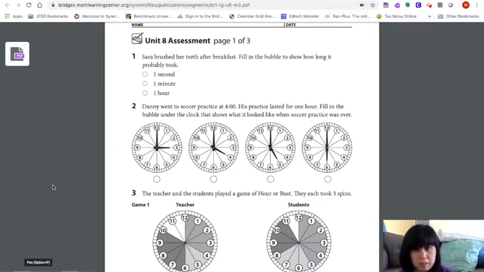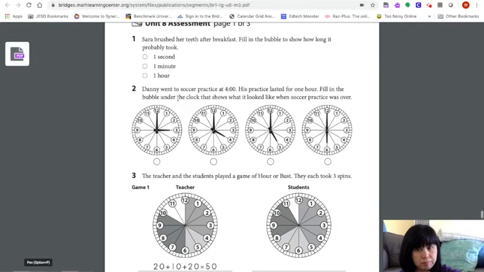Okay, so if I'm going too fast, what can you do? Yep, you can pause it. So number 1 says, Sarah brushed her teeth after breakfast. Fill in the bubble to show how long it probably took. Did it take 1 second? Did it take 1 minute or 1 hour? Go ahead and bubble your answer.